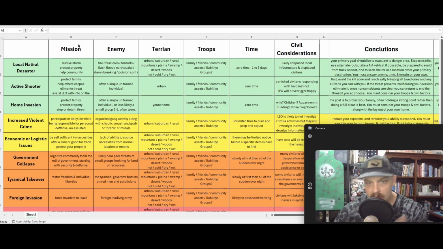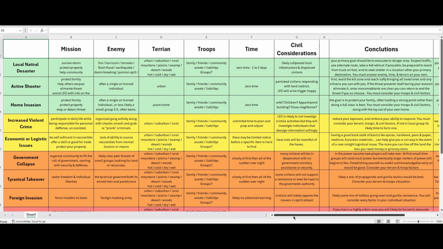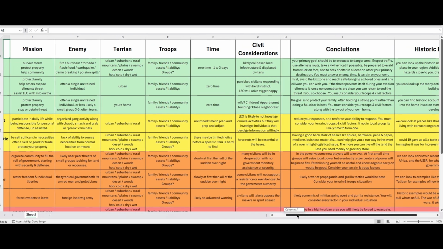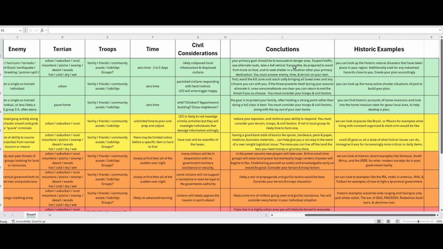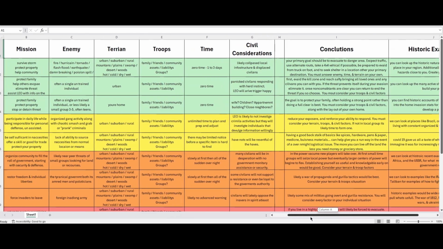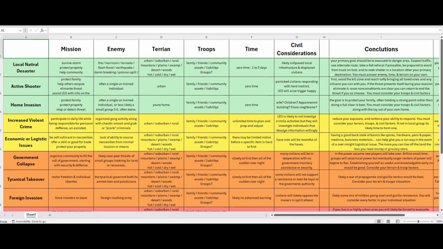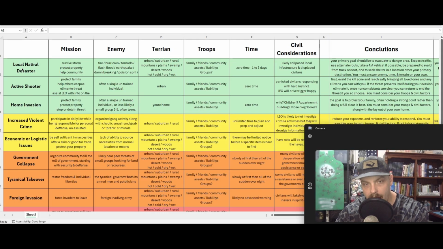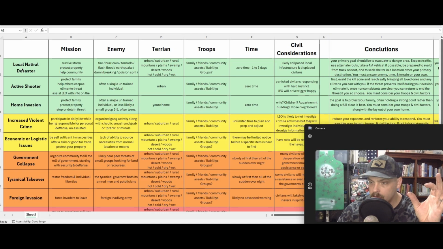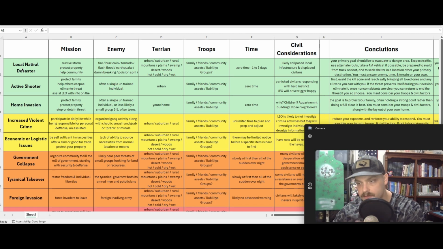So METT-TC is we have the mission itself, we have enemy, terrain, troops, time. This is time between us realizing we have to do something and that something happening. Civil considerations, so civilians and other things like that. And then that is your METT-TC, and then I've tacked on here conclusions we can come to, and then historical examples. All right.